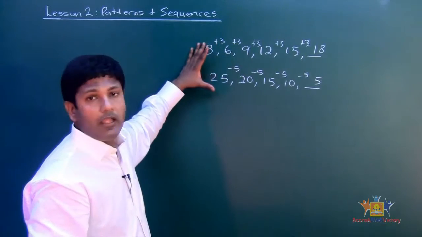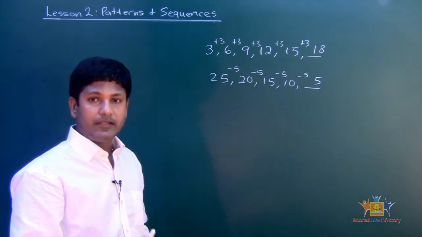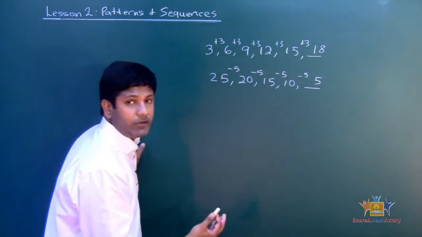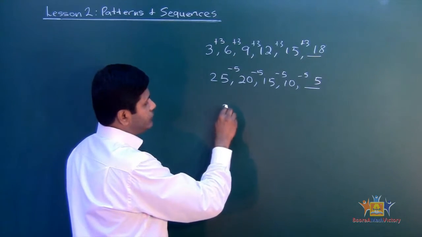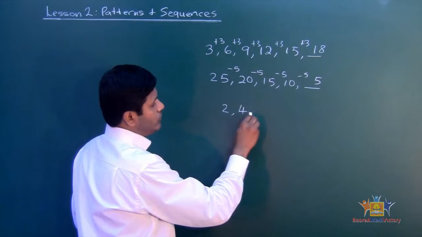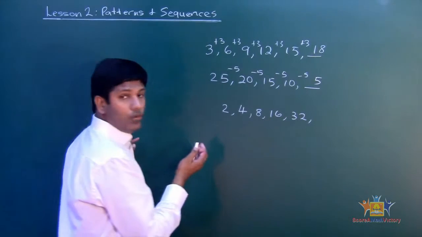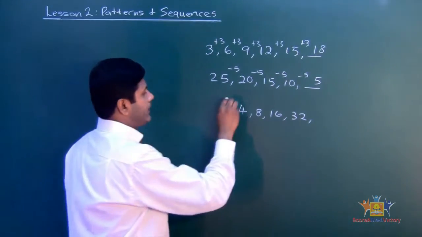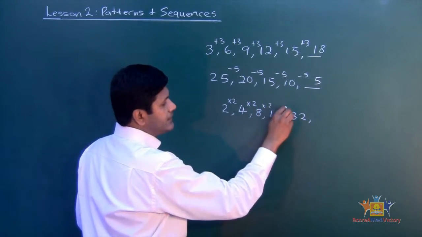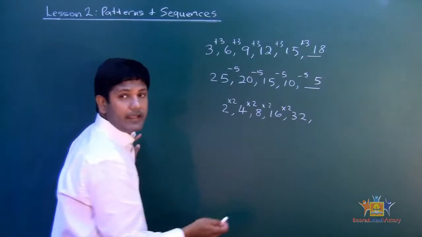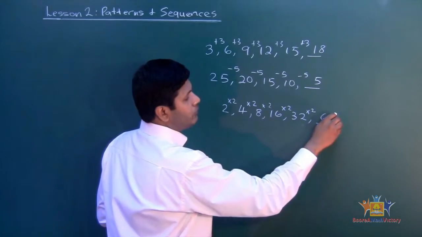Now, this is called an arithmetic sequence. When you add or subtract, you call that an arithmetic sequence. Now let's look at the geometric sequence. A geometric sequence is when you multiply or divide. Let's say for example, I have 2, 4, 8, 16, 32. What kind of pattern is that? I'm multiplying it by 2. So 2 times 2 is 4, 4 times 2 is 8, 8 times 2 is 16, 16 times 2 is 32. So what would be the next number? 32 times 2, which is 64.